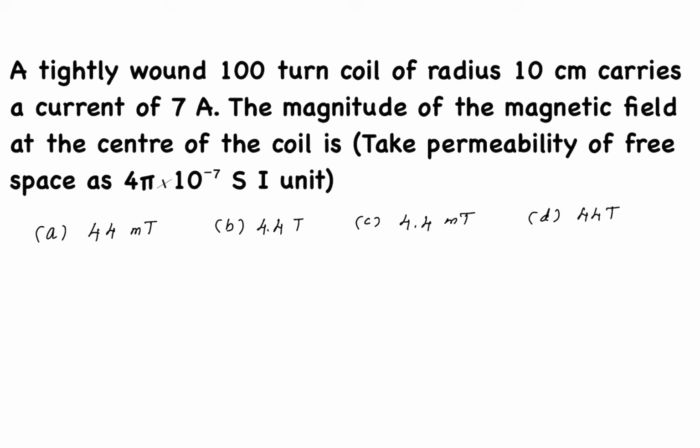In this video, let us discuss a question which has come in NEET 2024. And the question is, a tightly wound 100-turn coil of radius 10 cm carries a current of 7 ampere. The magnitude of the magnetic field at the center of the coil is?